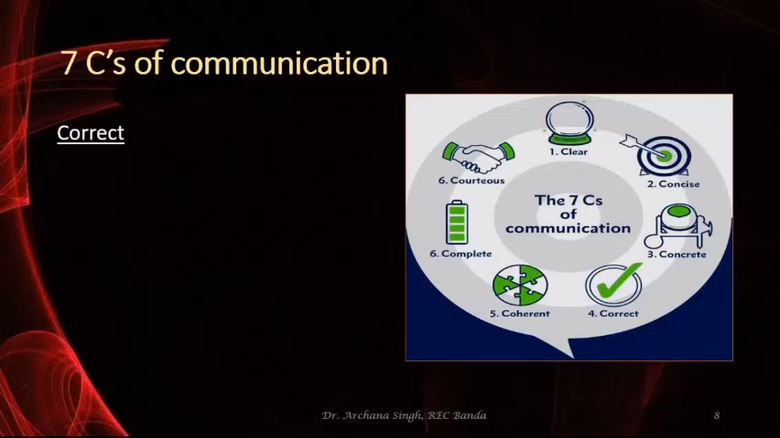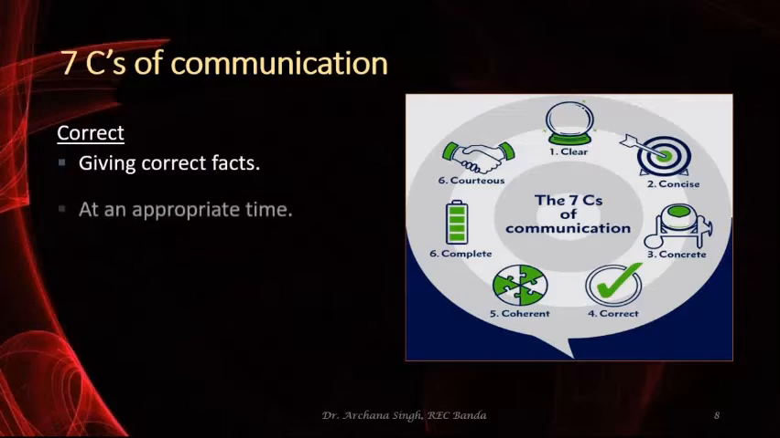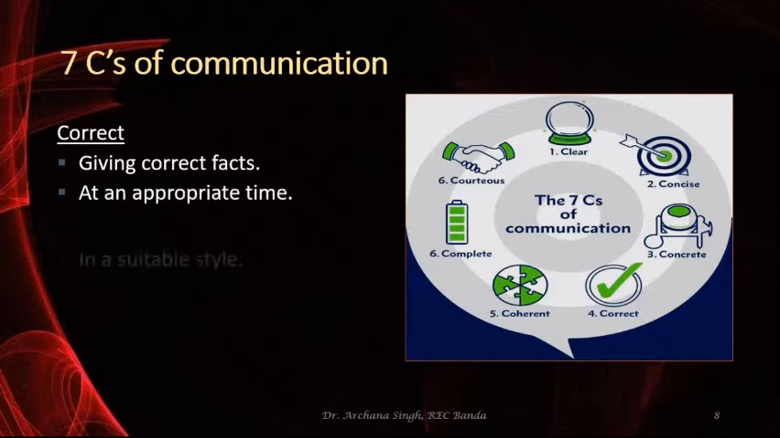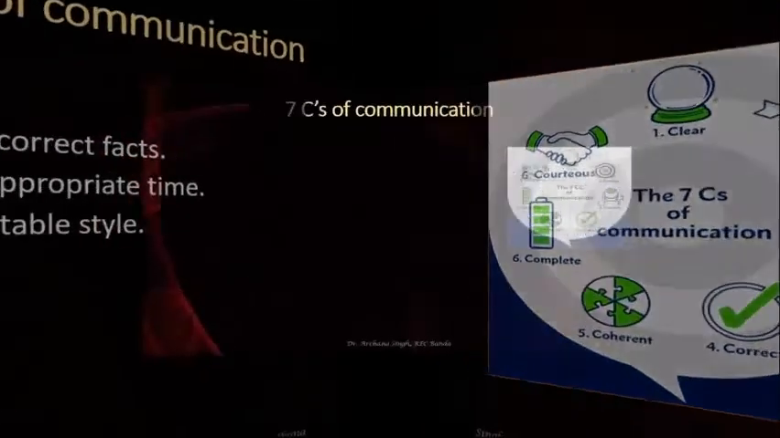Next is your correctness, or correct. So basically you have to give correct facts, whatever information you are giving to the readers or whatever information you are citing in a document, that should be correct. And after mentioning that information, also ensure that you mention the source from where you have taken that information at an appropriate time, also in a suitable style.